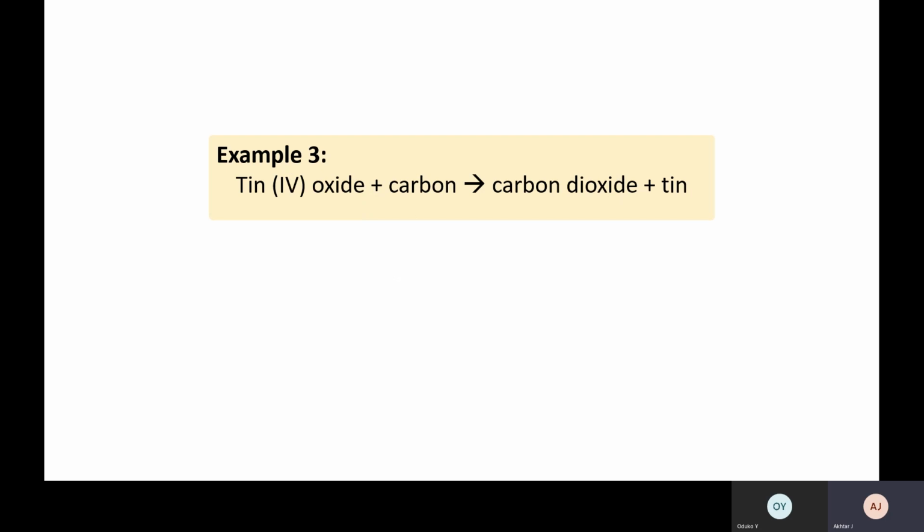We've got tin oxide plus carbon makes carbon dioxide plus tin. Remember guys, the number in brackets indicates the charge. So in this case, we've got 4. So our tin ion has a charge of 4+. Remember, you need to make sure the charges add up to 0. So write the balanced symbol equation, then write the half equation to show the reduction of tin. Pause the video and try that now.